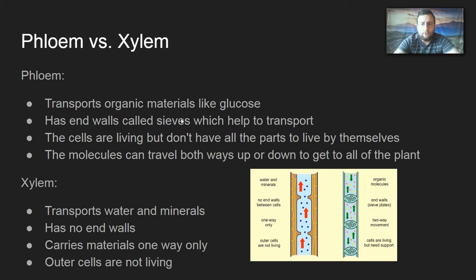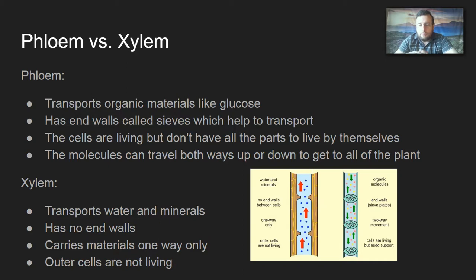And I remember that because phloem kind of sounds like food, and it also starts with a PH, which is the same thing that photosynthesis starts with. And then there's an L, which has to do with leaves. So I remember it's the photosynthesis coming from the leaves, and it flows from there. Now, it does have end walls or little barriers every so often inside, which help transport and control what comes in or out of that tube.